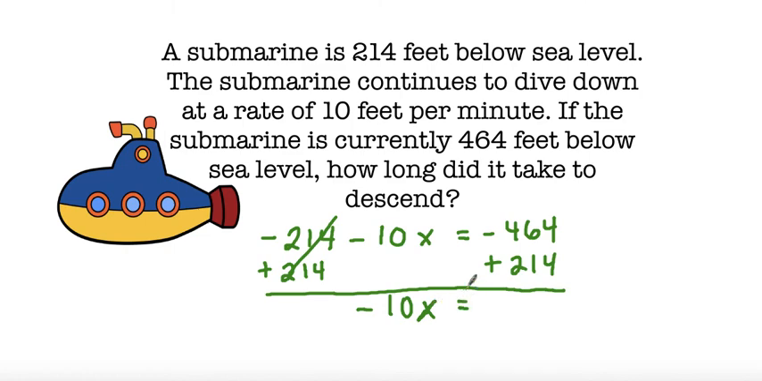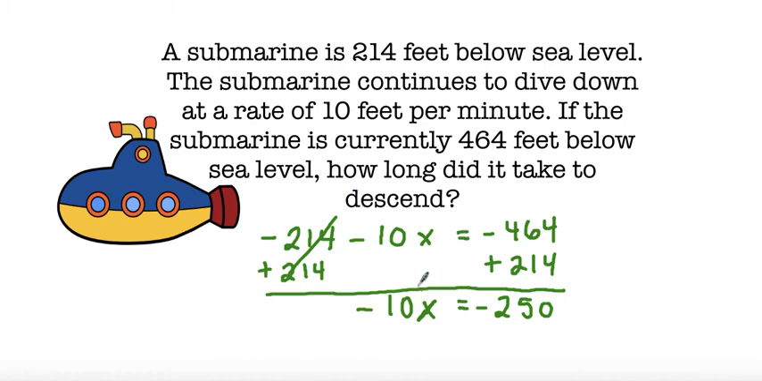Is equal to, now here, since we have a negative and we're adding a positive, we're going to actually subtract these. So 4 minus 4 is 0, 6 minus 1 is 5, 4 minus 2 is 2. So we're going to have 250 because we have a positive and a negative here. So we're going to subtract when we combine them, and we're going to keep the sign of the one with the greatest absolute value, which is 464, so it's negative. So here we have negative 10x is equal to negative 250.